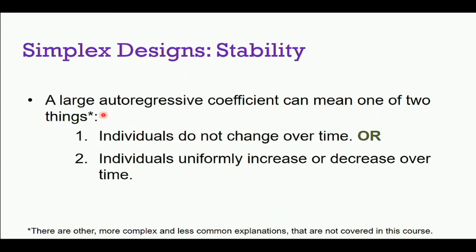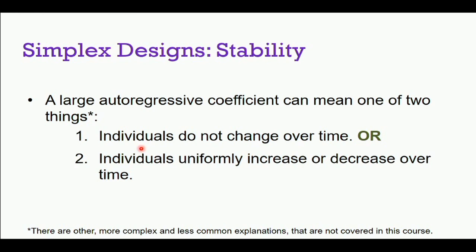So a large autoregressive coefficient can mean one of two things. Either that individuals do not change over time. So my IQ is fairly fixed. It won't go up and it won't go down, absent any head injuries or stroke or something like that. If you have a child and you provide them with enough education, their IQ at the end of adolescence will be the same as their IQ in their 20s and 30s and 40s and 50s.